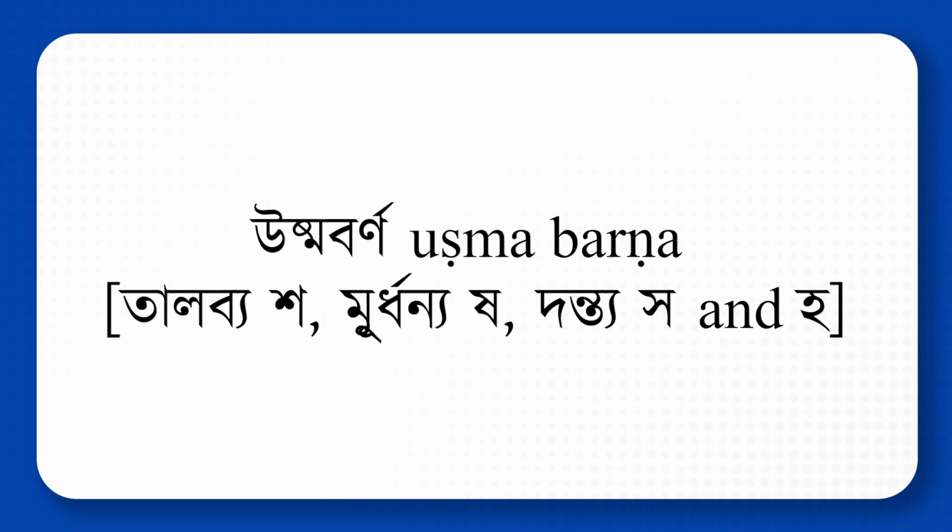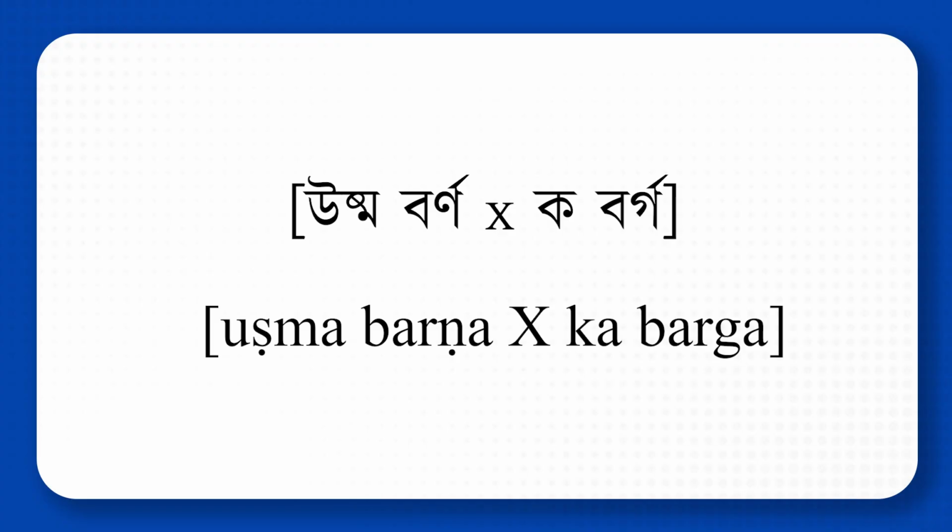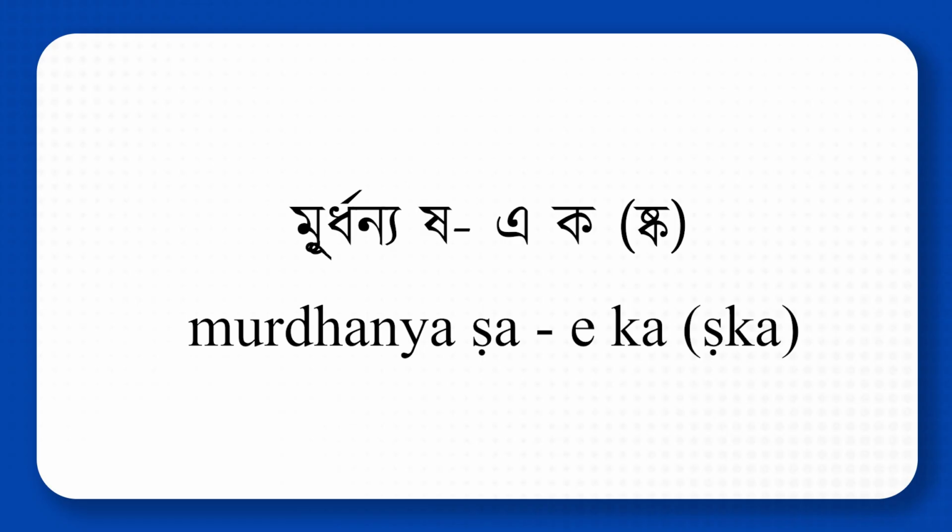After Antastha Borno, there are Talobosha, Murdhanasha, Dontesha, and Ho. These four are called Ushma Borno. The first merger is between Ushma Borno and Ko Borgo. The first conjunct is Murdhanasha Koi.